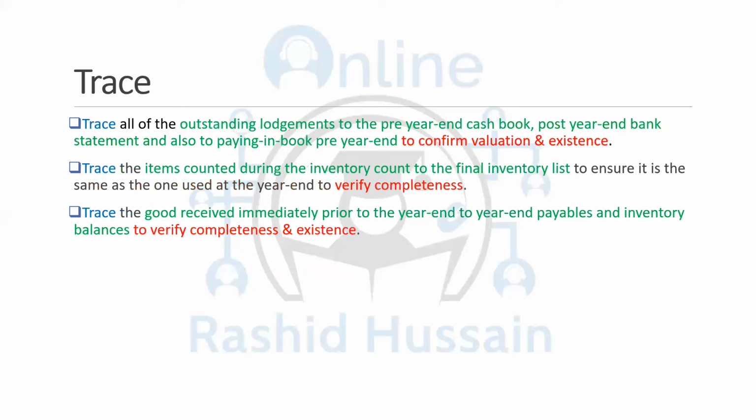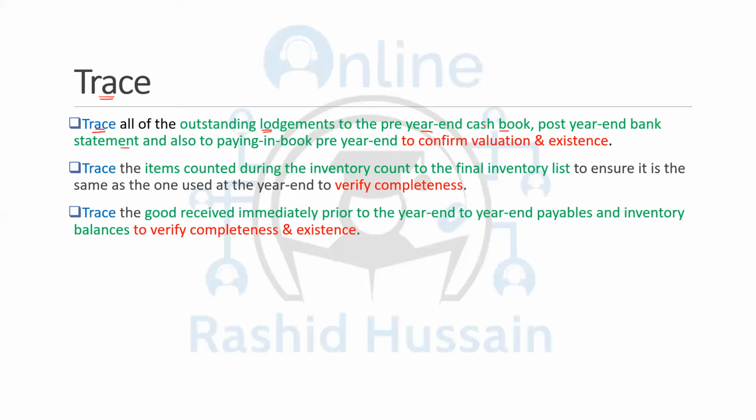And let's go to another term which is used in making the audit procedure, that is known as trace. Now, when you are tracing and agreeing something, trace is the action. All the outstanding lodgements. Now, outstanding lodgements in the bank reconciliation, where you have received the checks from your customers and you have submitted them within the bank and you're still waiting for the clearance. So outstanding lodgement means uncleared lodgement. You have deposited the check into the bank and you are still waiting for the bank to credit your bank account. So trace all the outstanding lodgements to the pre-year end cash book, post-year end bank statement.